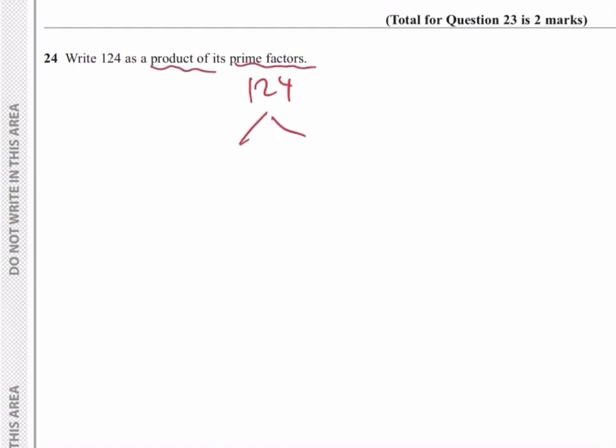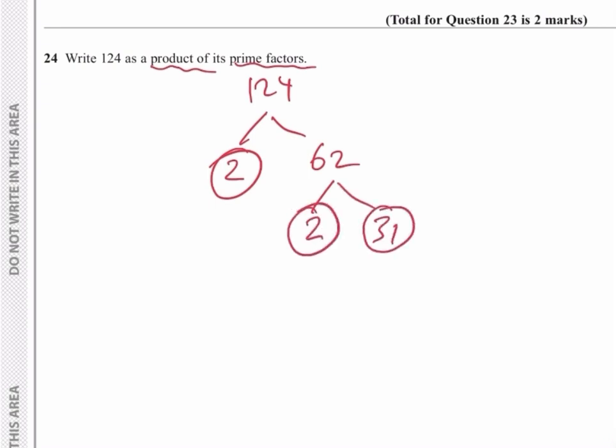We're doing a product of prime factors over 124. So break it down into the numbers which multiplied give you 124 until you get to prime factors.